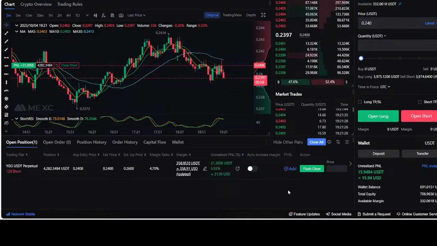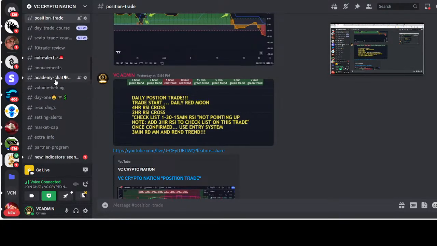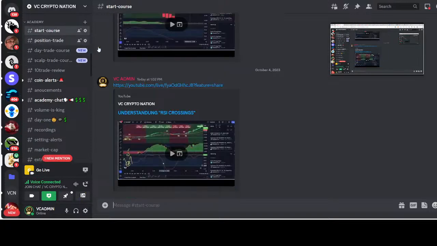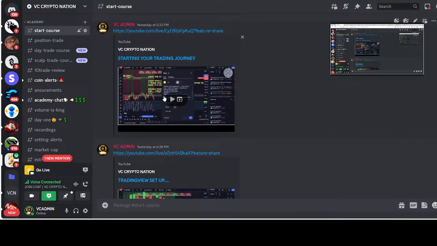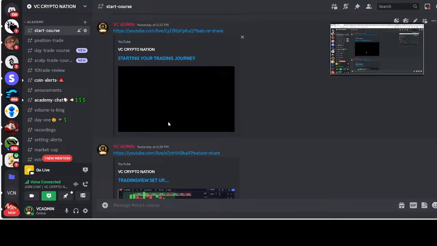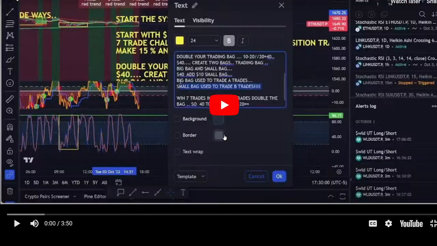So basically, I'll rerun it, but your position trades are all a little bit different. We do have a stop loss system in place, just an overall one for everybody. Looking at your videos, let me see what's actually in there: start course, understanding RSIs, TradingView setup. Here's the stop loss section, and I'll pull up the basics. Let me big screen that real quick.